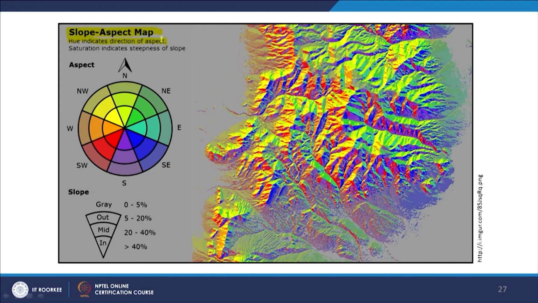So, which direction? If I am getting these light green colors, then that is the north facing slope. If I am getting blue colors, then I am talking of southeast. If I am getting red color, that means I am talking southwest. So the hue indicates the direction of aspect of the sloping surface, and saturation indicates the steepness of slope, that is the value of the slope. So the more color you have, the more slope you have, though it is shown in terms of percentage, which does not matter.